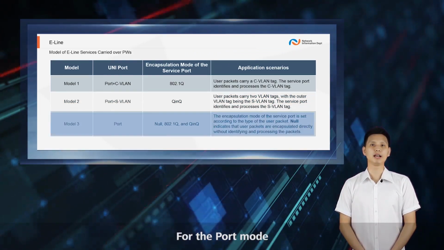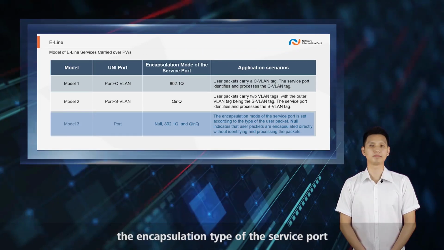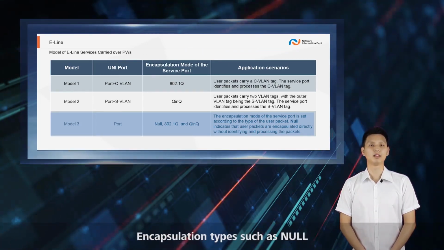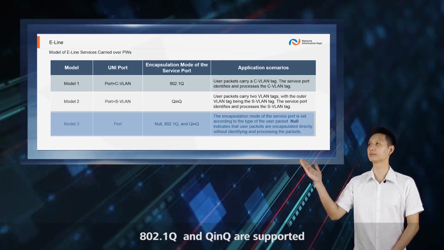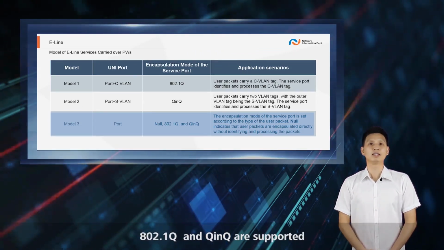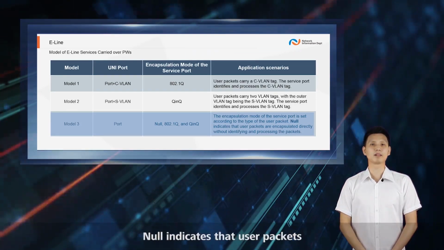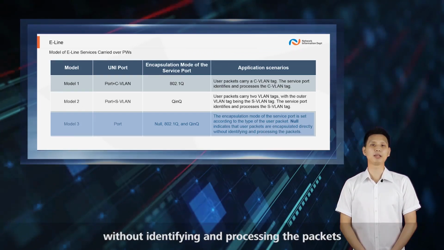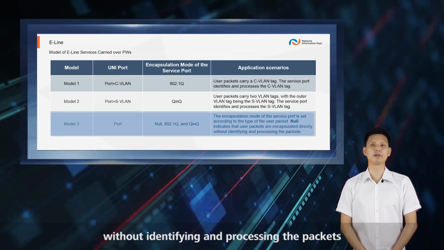For the port mode, the encapsulation type of the service port is set according to the type of the user packet. Encapsulation types such as null, 802.1Q, and Q-in-Q are supported. Null indicates that user packets are encapsulated directly without identifying and processing the packets.